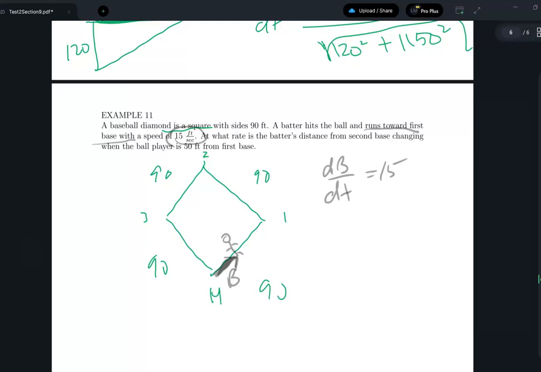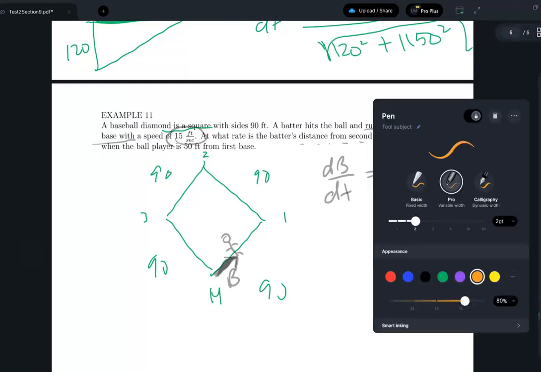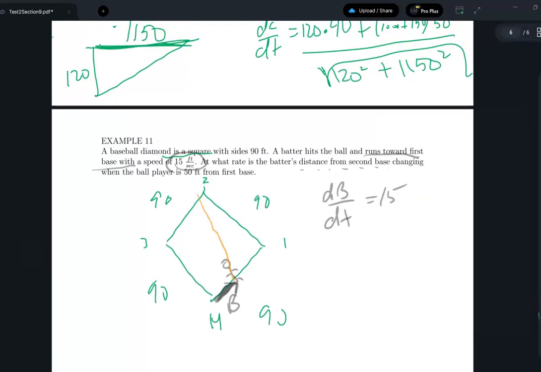At what rate is the batter's distance from second base growing? So that means they want us to find that thing. So I'll label it C. So find dC over dt. And you know that this is a right triangle, right? Because it's a square. We're just looking at it as a diamond. All right. So what do we have here?